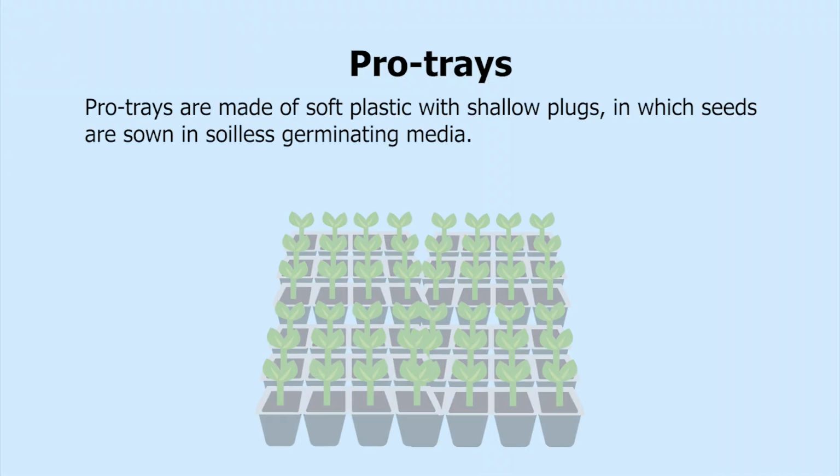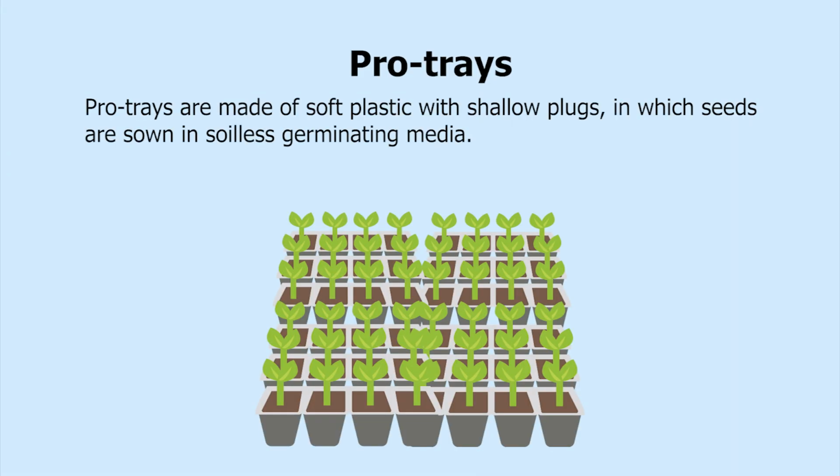Now students, our session 3 topic will be, first, protrays. Protrays are made of soft plastic with shallow plugs in which seeds are sown in soilless germinating medium. Second topic, we take selection of protrays.